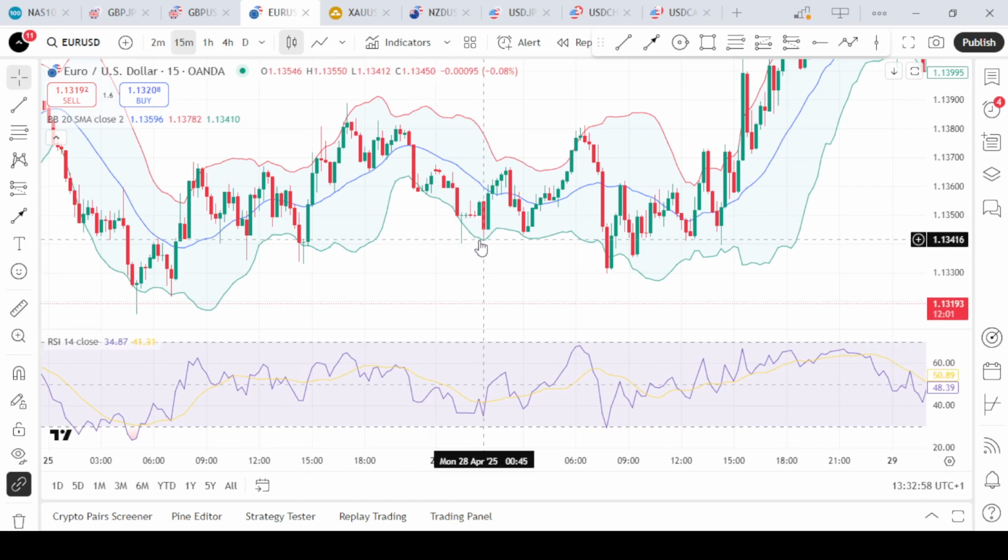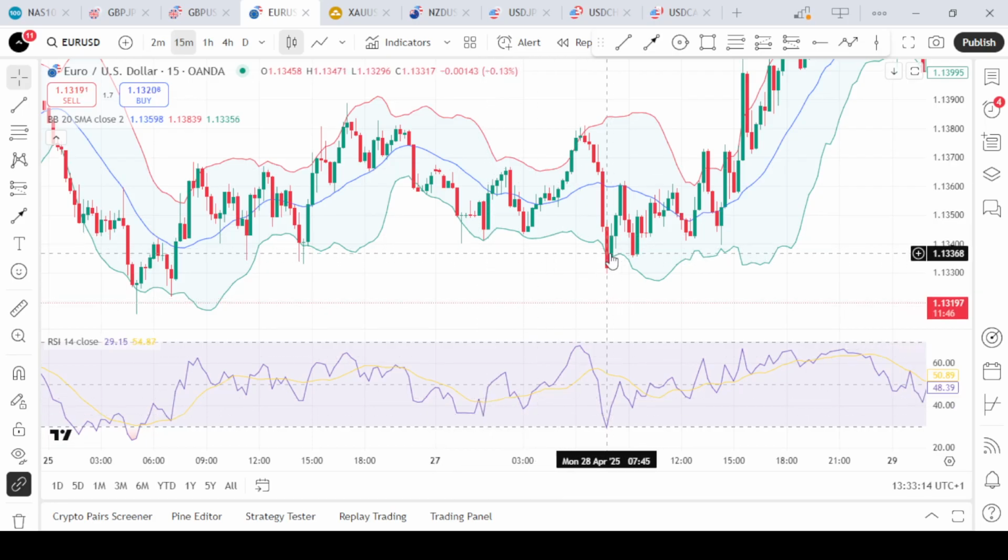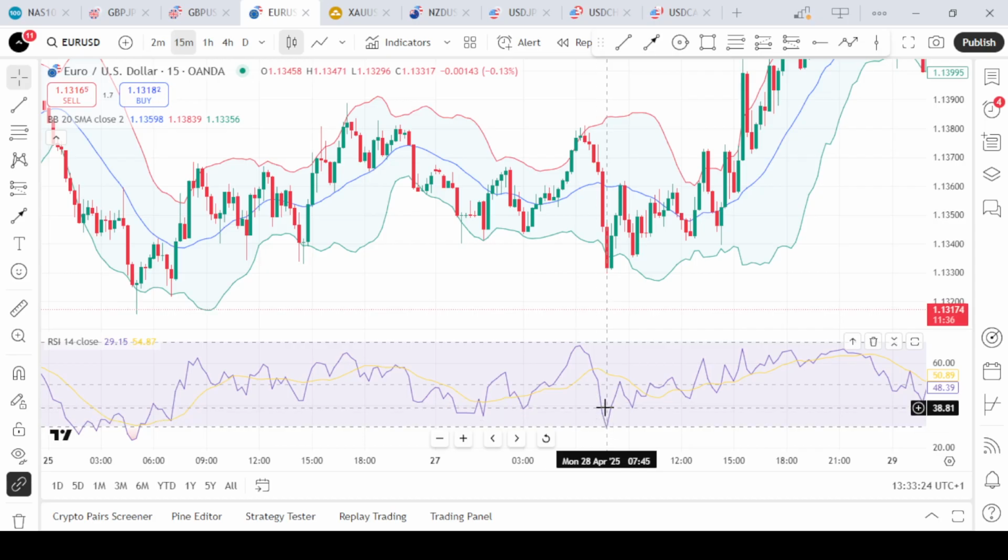And at this area, when price came to the lower band, you can see price was below 40, which indicates an oversold region. We should expect higher prices. You can see even at this area when price came to the lower band, from our RSI indicator, we can spot that price is below the 40 region of the RSI indicator, which indicates an oversold region. So we should always look for a buying opportunity in an oversold condition.